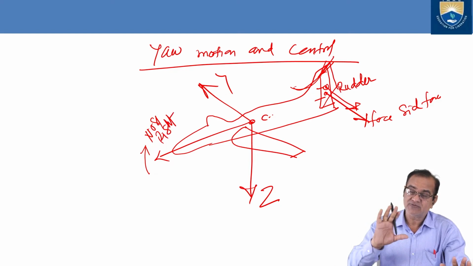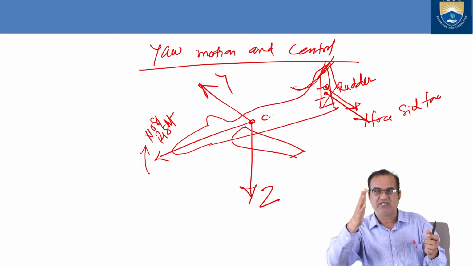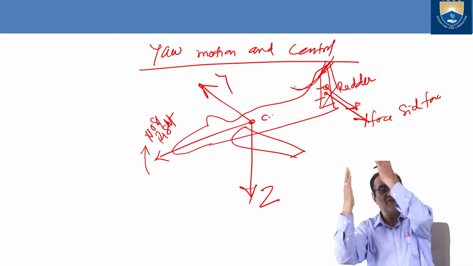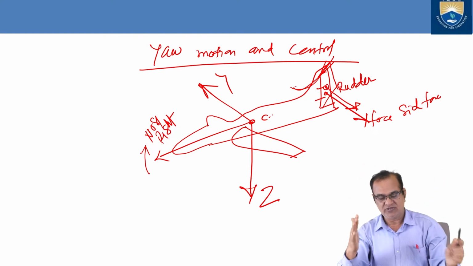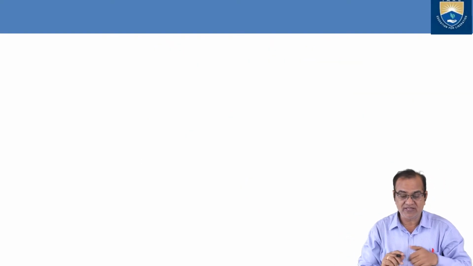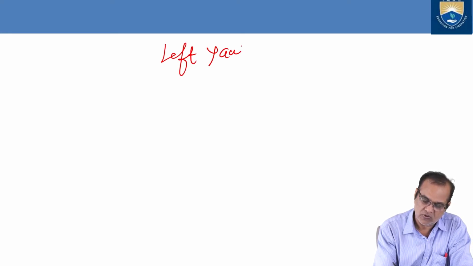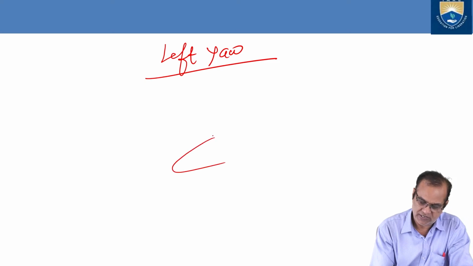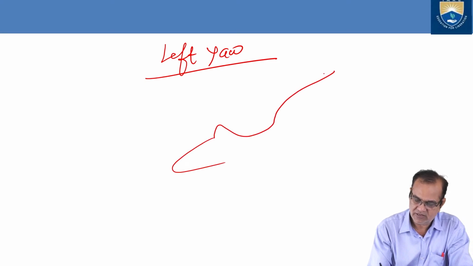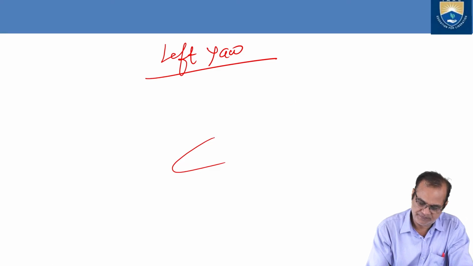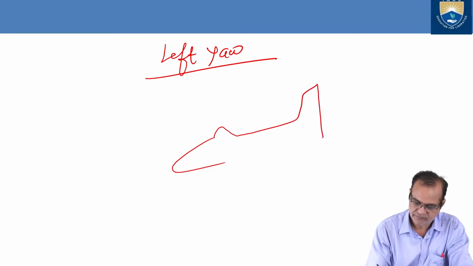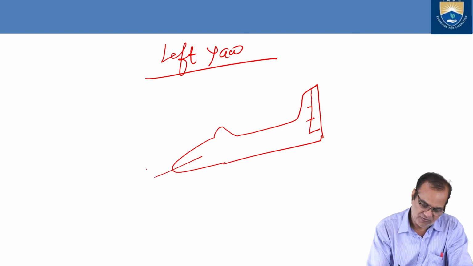So in this way, if I want nose right, your rudder should go right. A force will act in this direction. And if I want to make a left yaw, what do I have to do? This is your rudder, and I want to make it go towards the left.